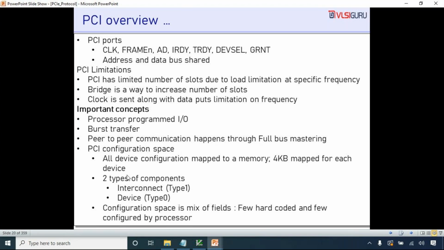Let's understand this configuration space. What is meant by a configuration space? Let's say I am a manufacturer. I am manufacturing a printer and I want to sell it. Once the printer has been connected to my system, my laptop needs to know what this printer is all about, right? How do they know? For that, as a manufacturer, I will create something called configuration headers. Now my headers can be of two types. One is the header configured for an interconnect kind of device. One is for a device, because in PCI there are two things, right?